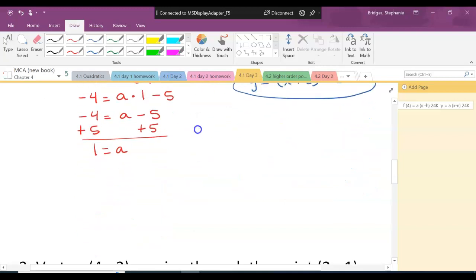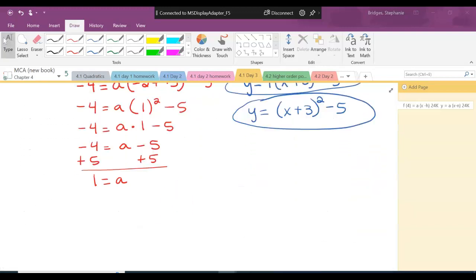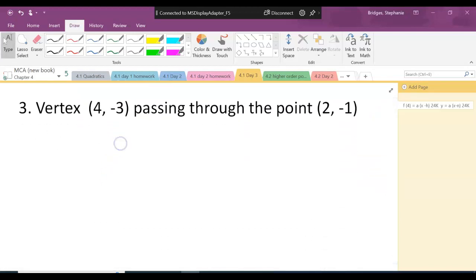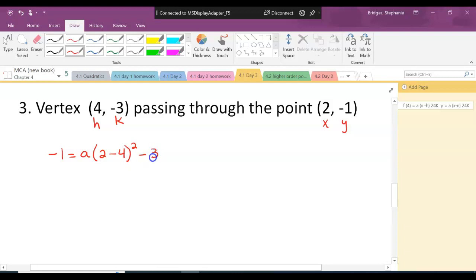All right, I want you guys to try this one. All right, again, our vertex is represented by the letters H and K. The ordered pair is represented by the letters x and y. We're going to plug those into our vertex form. So y is -1. We don't know a. X is 2 minus h, which is 4, squared, plus k, but k happens to be a negative, so I'm going to write it as a minus. What's -4 or 2 minus 4? -2. Okay. And if I square -2, that gives me 4.